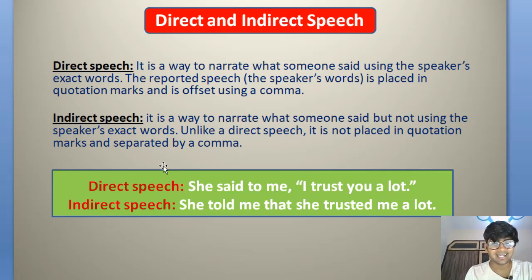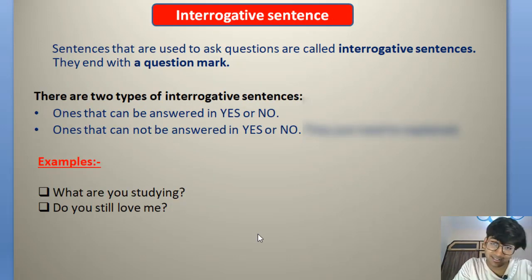Indirect speech is a way to narrate what somebody said, but not using the exact words of the speaker. You change a couple of things. You change the pronoun of the reported speech, you change the tense, you change the adverbs. How to do that was the previous lesson. Okay, now let's talk about an interrogative sentence.